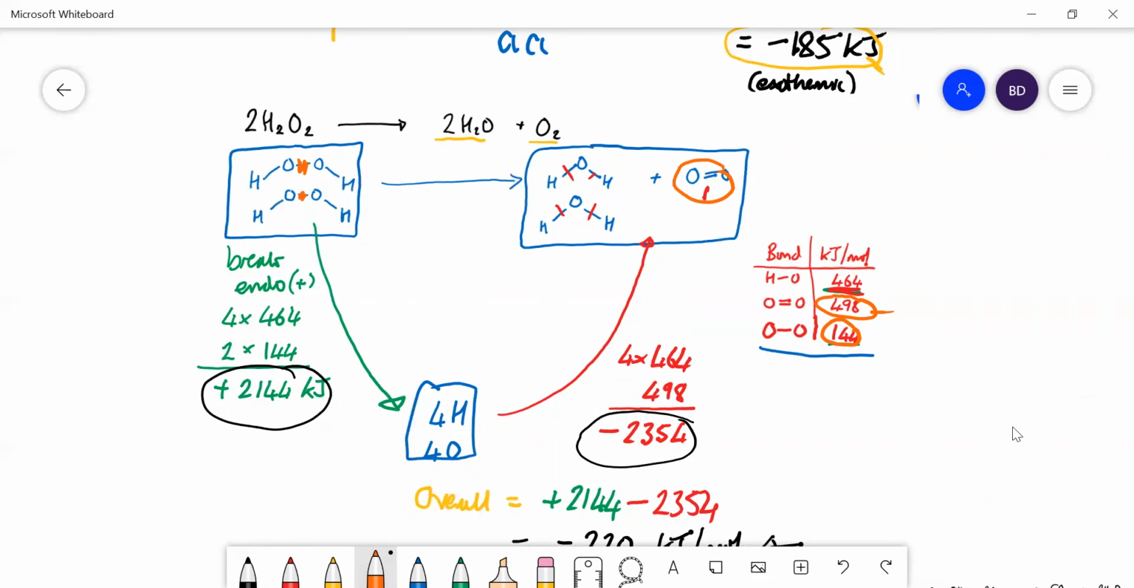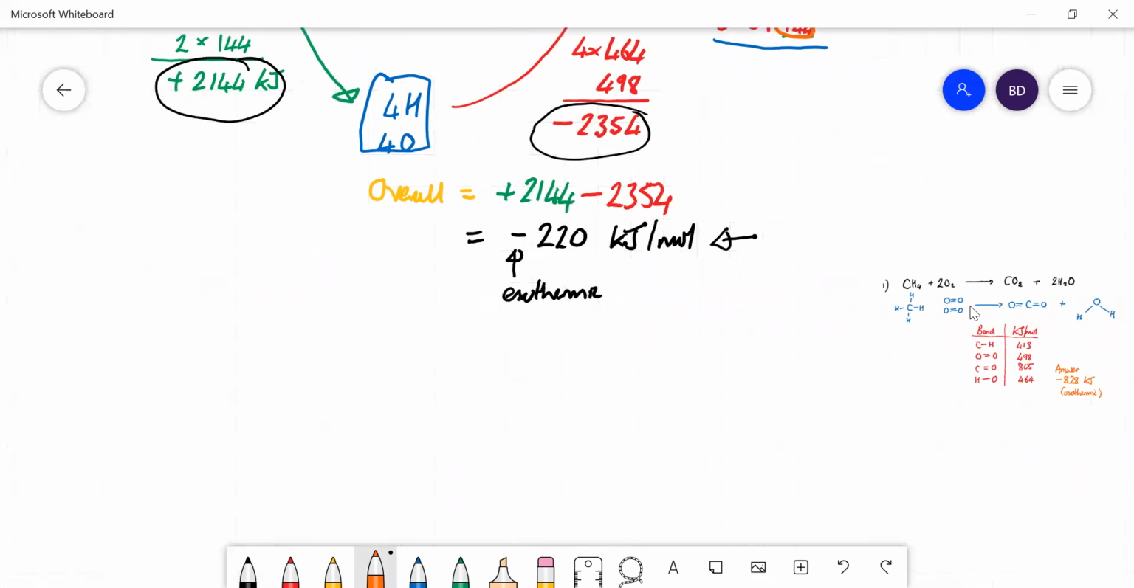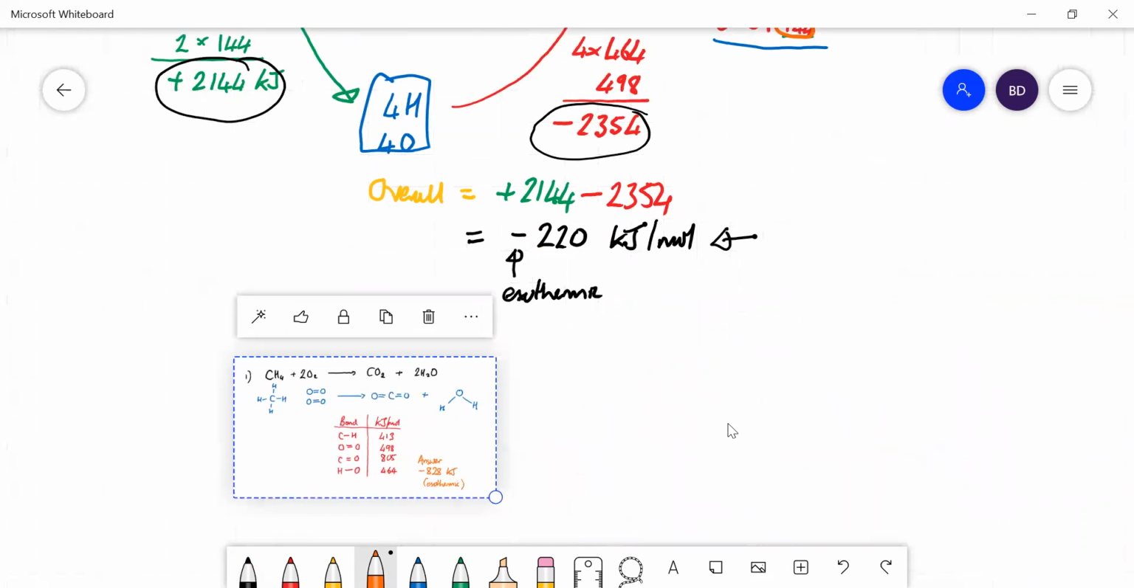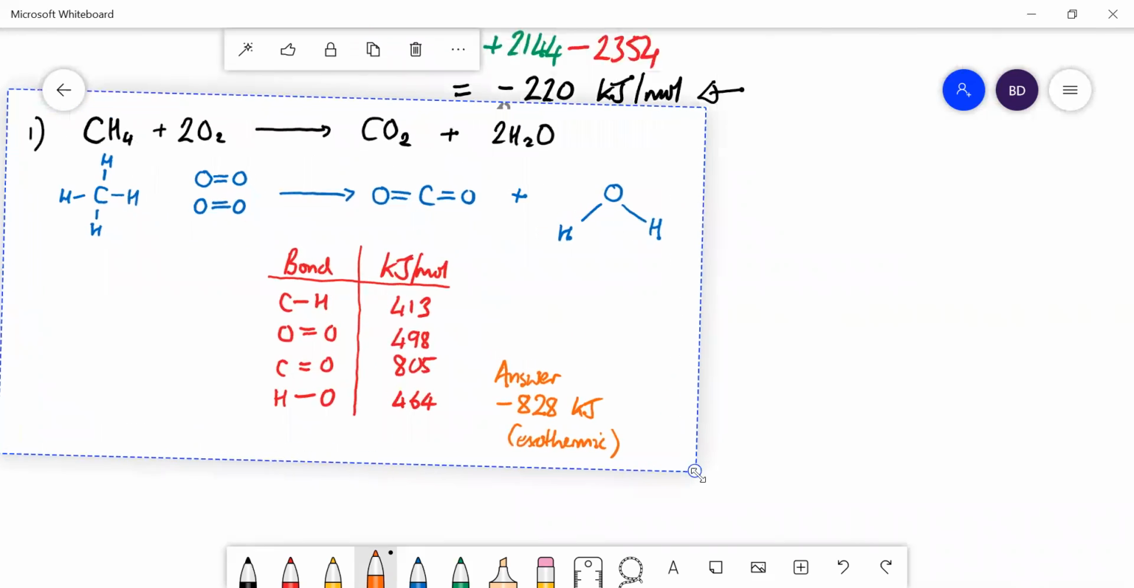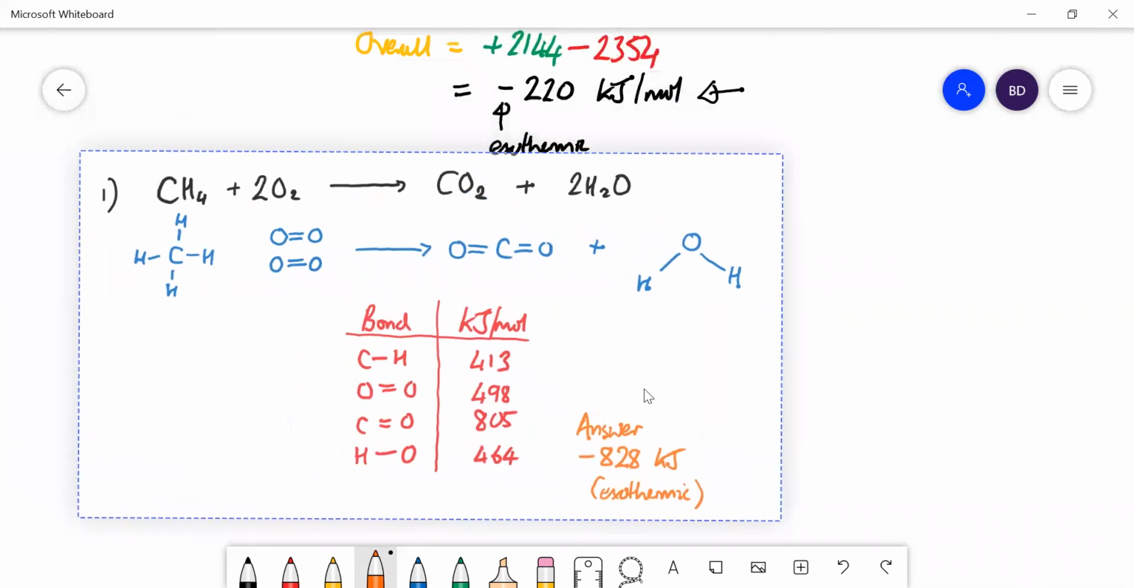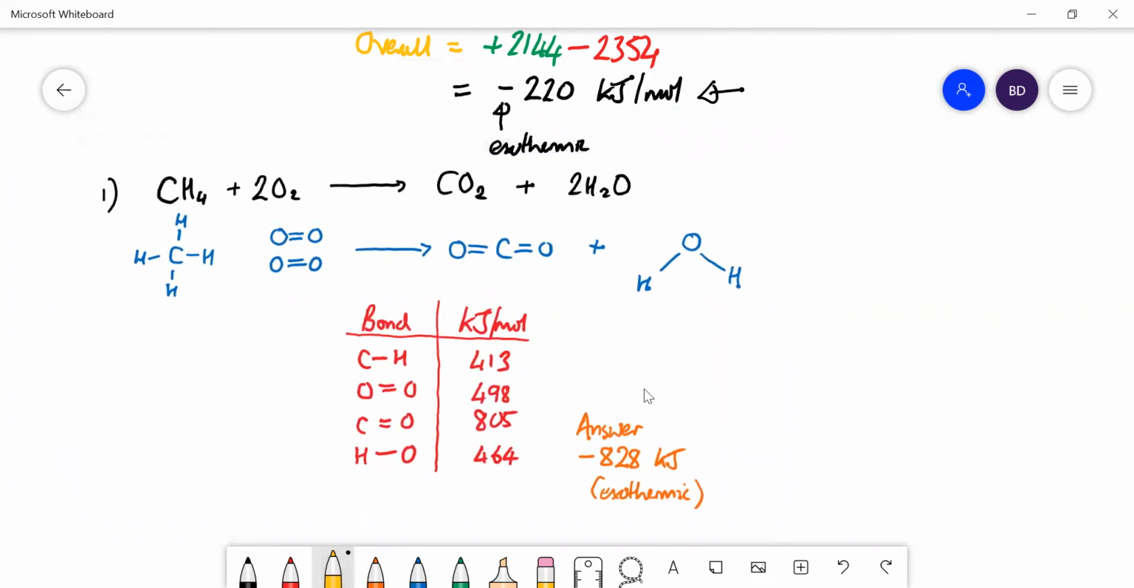Okay, now there's one more for you to do. I'm not going to go through it because I think you've got the idea now, but I'll give you the answer. You can do it. Right, we have got methane. We've got methane reacting, burning in oxygen. We know this is going to be very exothermic because it's obviously burning fuel and oxygen, and we're going to get carbon dioxide and water. Okay, and you've got to work that out, and the answer you should get is minus 828 kilojoules per mole. So hopefully you'll get that.